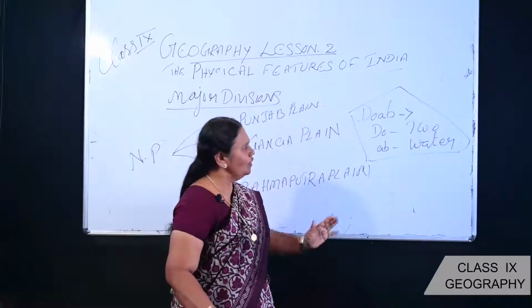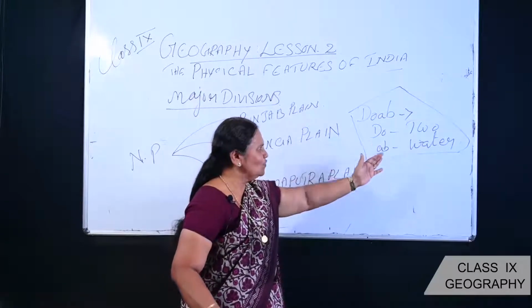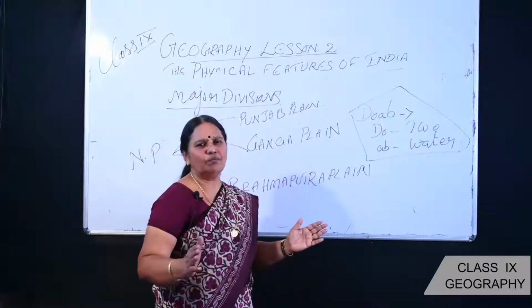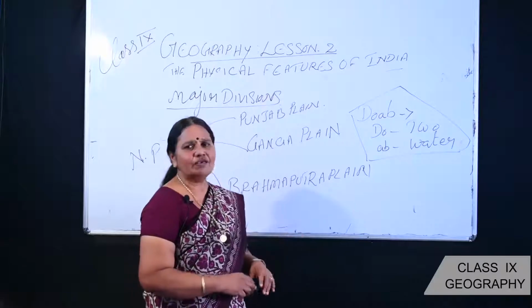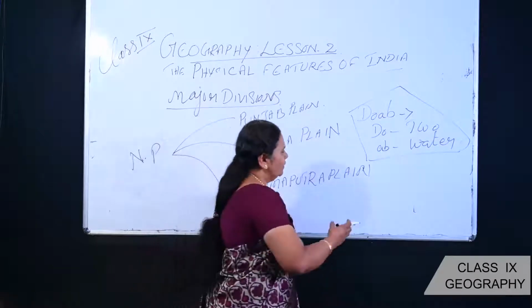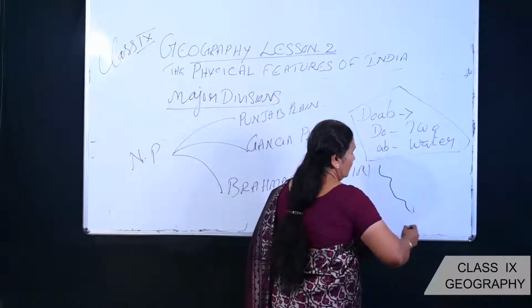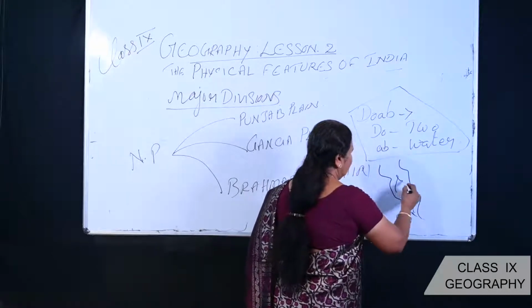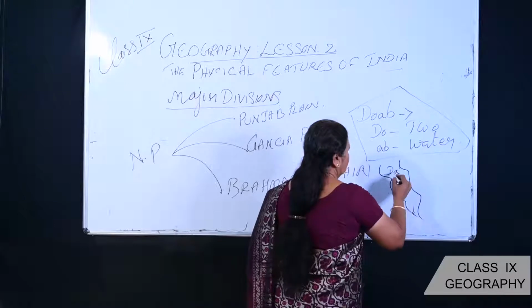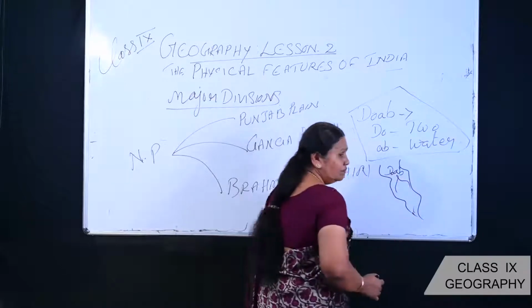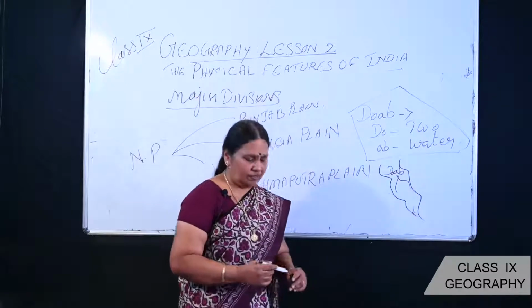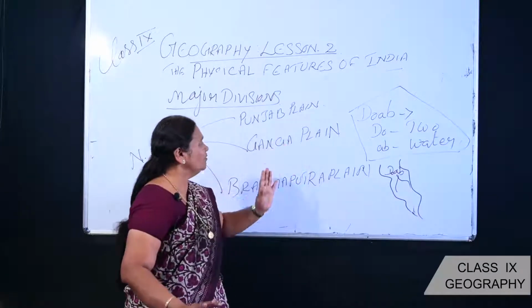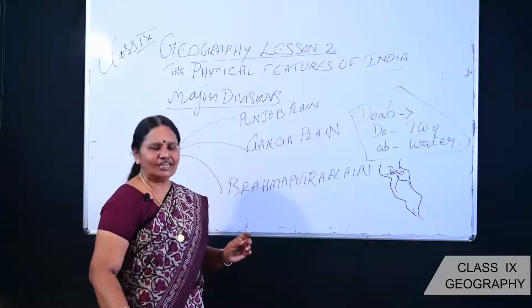What do you mean by Doab? Do means 2, Ab means water, meaning the area which is lying between two water bodies. For example, suppose there is the river Yamuna and the river Ganga. In between, this area is called Doab. The area lying between two rivers is called Doab. So this area is noted for Doab. So the Punjab plain, we know, is a fertile plain.